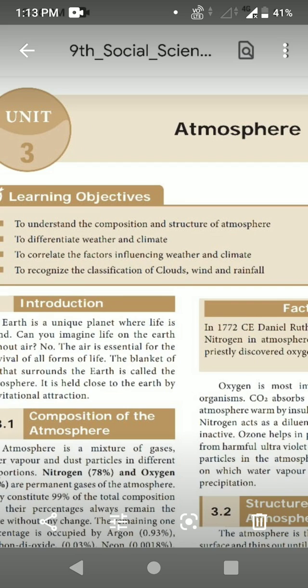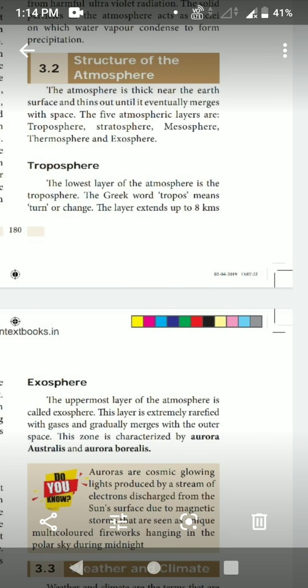Yes, that is Joseph Priestley. So, when did Joseph Priestley discover oxygen in the atmosphere? That is in 1774. Okay, very good. Next, we are going to learn about the structure of the atmosphere.